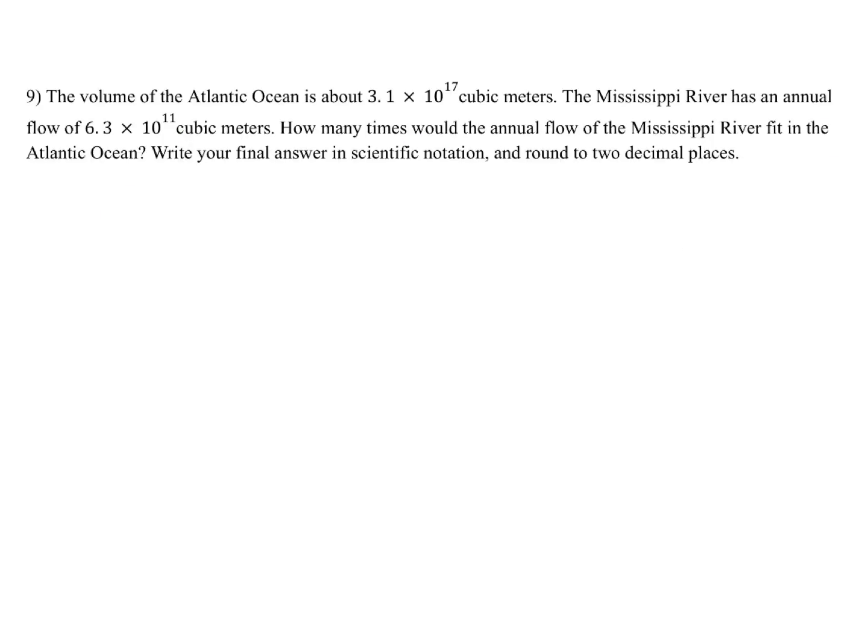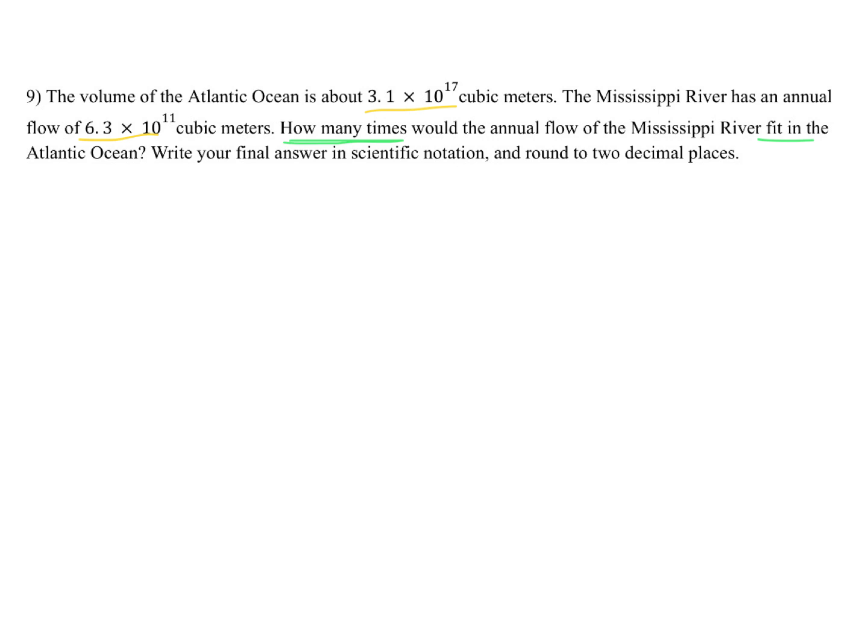Number 9, the volume of the Atlantic Ocean is about 3.1 times 10 to the 17th cubic meters. The Mississippi River has an annual flow of 6.3 times 10 to the 11th cubic meters. How many times would the annual flow of the Mississippi River fit in the Atlantic Ocean? Write your answer in scientific notation and round to 2 decimal places.